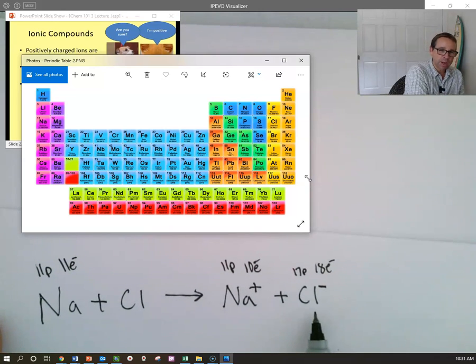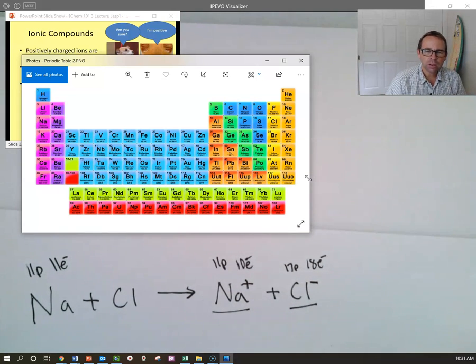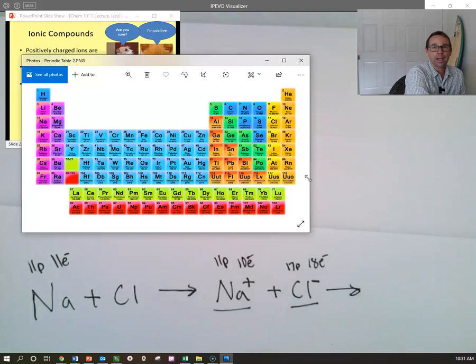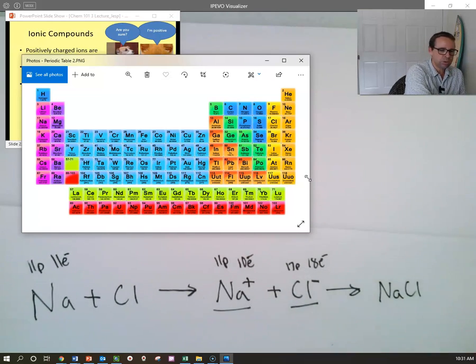And so when this transfer of an electron occurs, what we call an atom that doesn't have the same number of protons as electrons is an ion. And that's where the term ionic compound comes from. So these two ions come together and form an ionic compound.